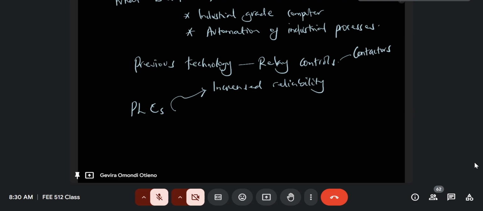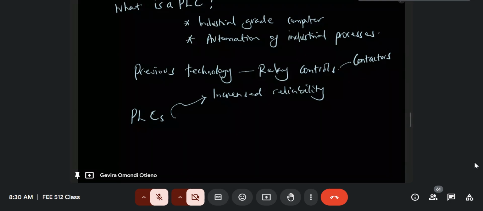Because all the logic of that PLC is stored in a certain memory. We look at the architecture in a short while. So again, with relay logic, you could see that if I were to do some electrical wiring in one room today, I might move to a different site and I make a mistake. So there would be some error. And then now I have to check again, what did I do wrong?